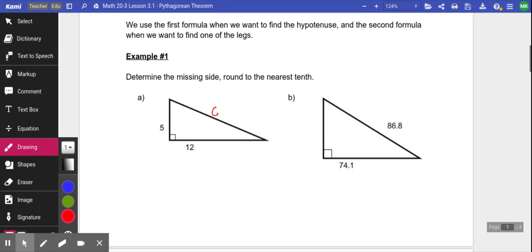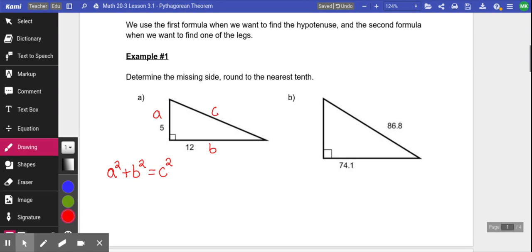So this is your hypotenuse. These are my legs. So I'm going to call them A and B. Because I'm looking for the hypotenuse, I'm using A squared plus B squared equals C squared. If you can label properly and pick the right formula, the math won't be too crazy.